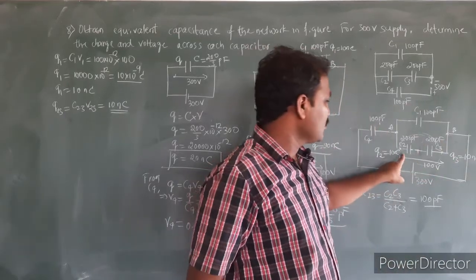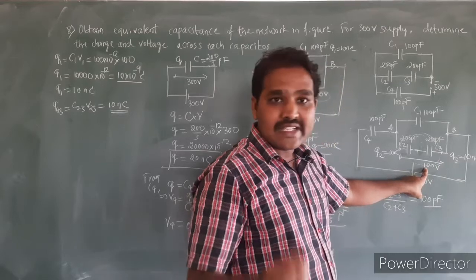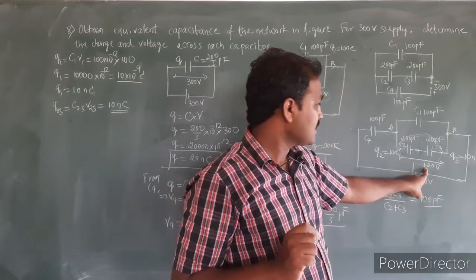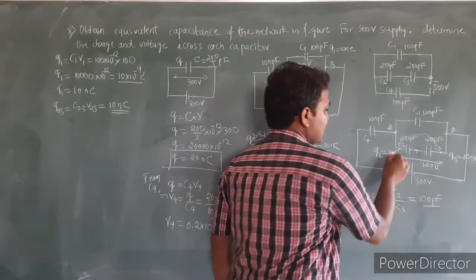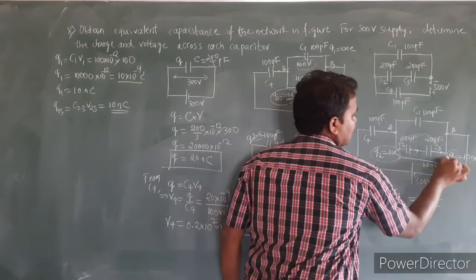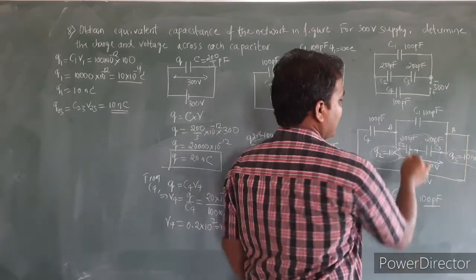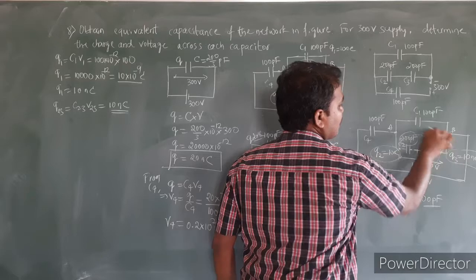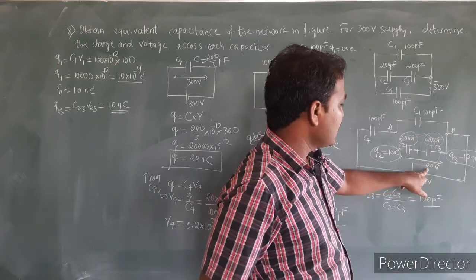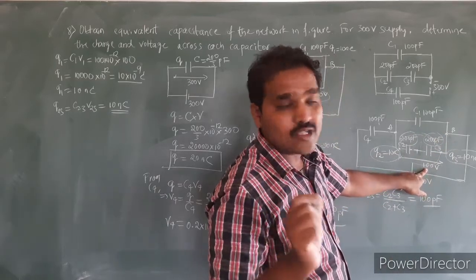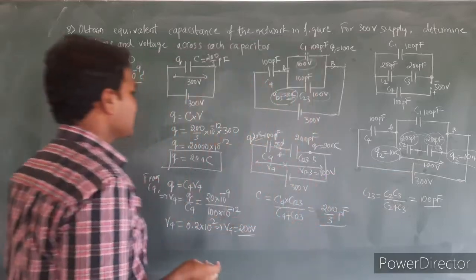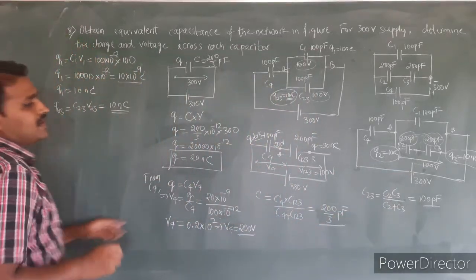So even though the charge remains the same, the voltage gets divided here. You can observe here both charges are the same, and the capacitance values are also the same. So the voltage gets equally distributed, or I can directly calculate by using the voltage.